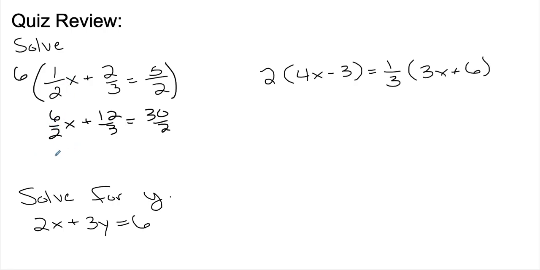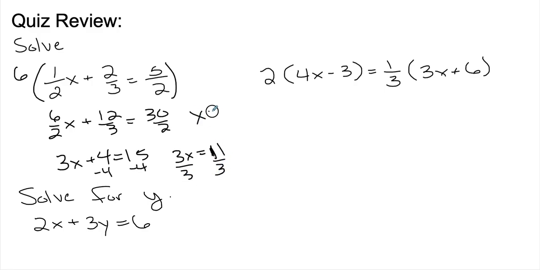So 6 over 2 is a 3x plus 12 over 3, which is a 4. 30 over 2, that is a 15. And then we just work to get the x by itself. So move this over by subtracting 4, and we get an 11. Okay, 15 minus 4 is 11. Divide by 3 on both sides, and we get x equals 11 thirds. You want to maintain the fractions. Don't put that in your calculator, because you're going to be rounding it off, okay?